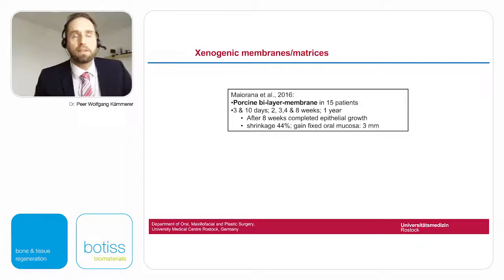In another study, they just used the membrane, in 15 patients with these bilayer membranes up to 1 year. They found out that after 8 weeks, the epithelial growth is completed so far. The shrinkage was calculated to be about 44%, and the gain of oral mucosa was 3 millimeters, which is quite sufficient. We know from natural teeth that we need at least 2 millimeters of fixed gingival tissue. You get 3 when using the membrane, so it's quite good.